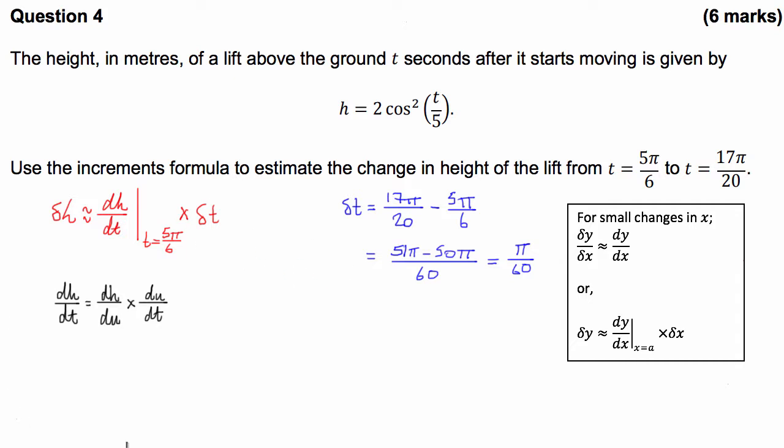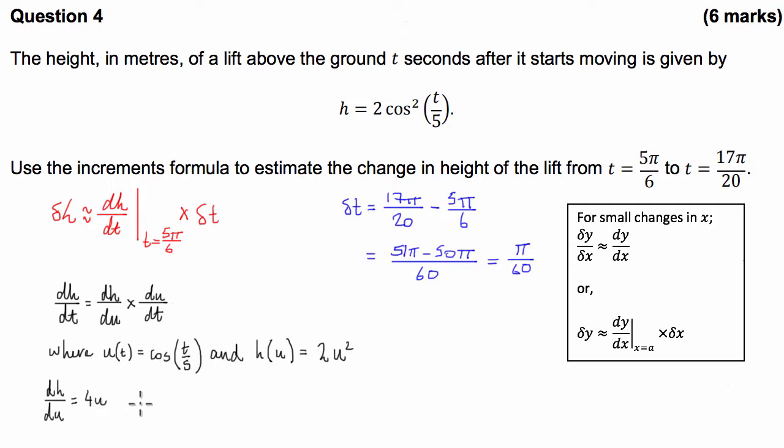Cool. So what I'm going to do here, guys, is define u as cos of t over 5. As a result, my height in terms of u is going to be equal to 2 times u squared. Cool. So first of all, I'm going to take the derivative of both of these functions. So dh du is quite a simple one. It's just going to be 4 times u.